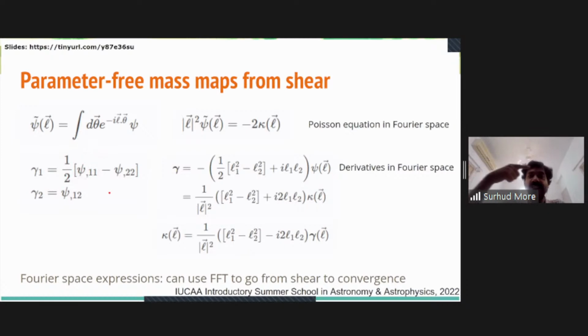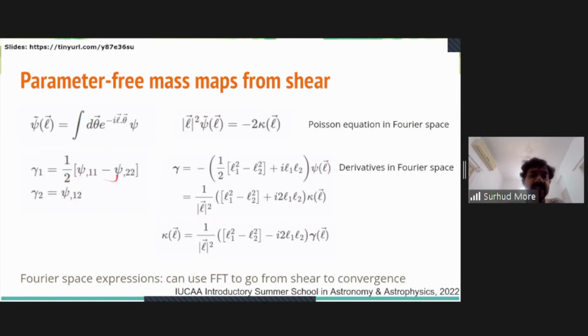So you take along the x-axis the derivative of the lensing potential 2 times, right? Del 2 psi by del theta 1 square, and then subtract del 2 psi by del theta 2 square and take half. That is what is gamma 1. Gamma 2 is just del 2 psi by del theta 1 del theta 2. So this is the definition of what gamma 1 and gamma 2 looks like. Right? And the shear mod gamma, you can write it down as gamma 1 plus I gamma 2.